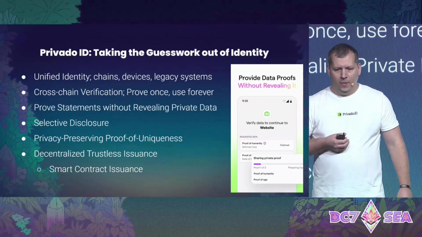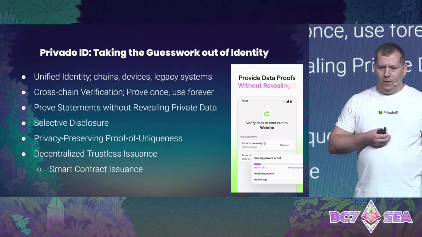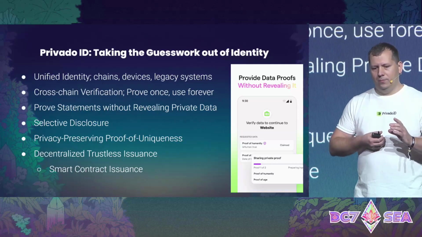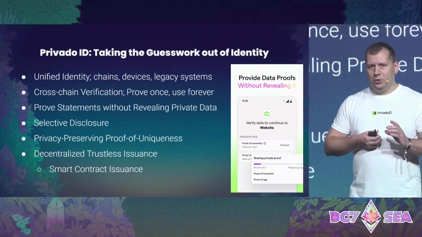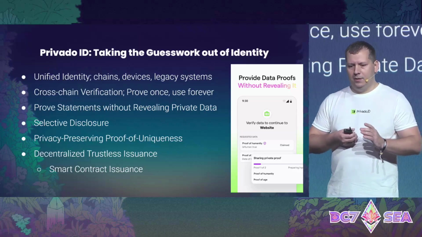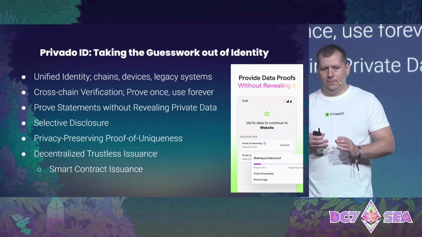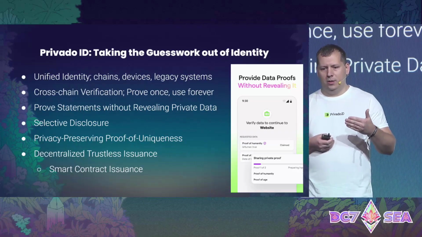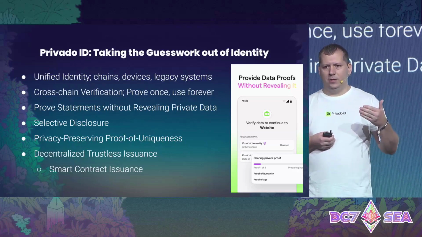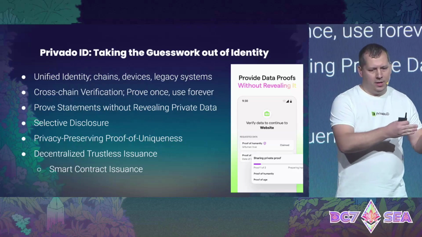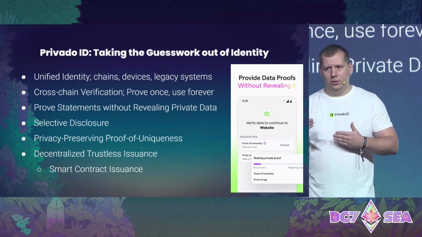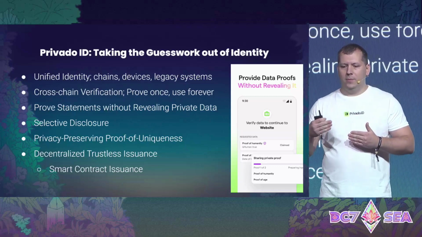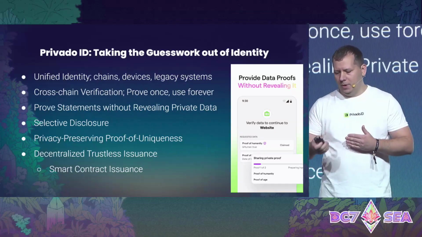Yeah, something like that. And we have two other very important and very useful features. One is privacy-preserving proof of uniqueness, and another, decentralized trustless issuance, where a smart contract is issuing you credentials. So that's why it could be trustless, in that you are not trusting any specific centralized authority to issue you a credential. You can do it on-chain in a decentralized manner, but also it could be done in a privacy-preserving manner.